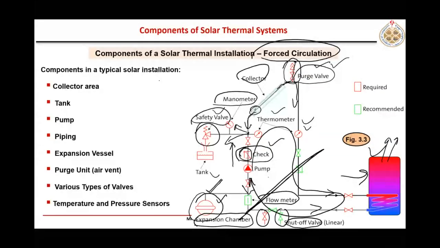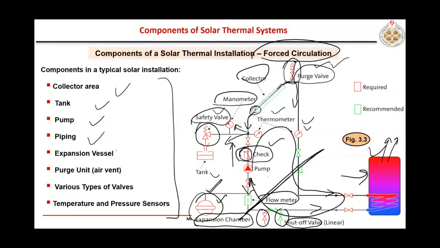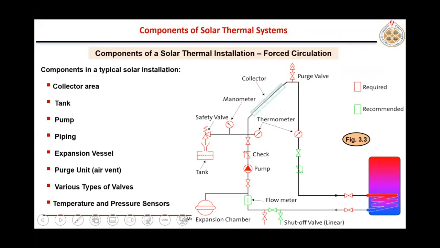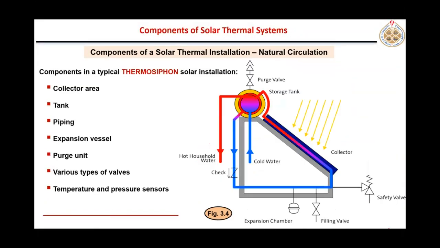So these components are again shown here. You see the collector, tank, pump, piping, expansion valve, air vent, and there are many different types of valves which are used, and of course temperature and pressure sensors to measure its real performance. So this is a forced circulation.